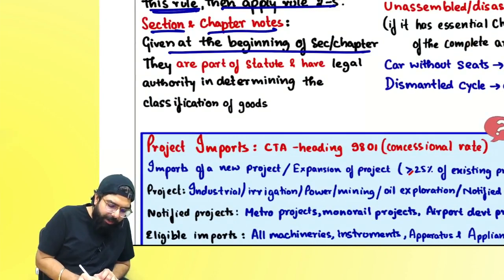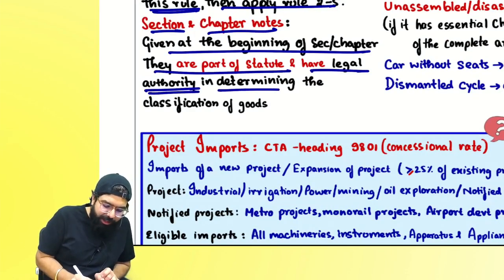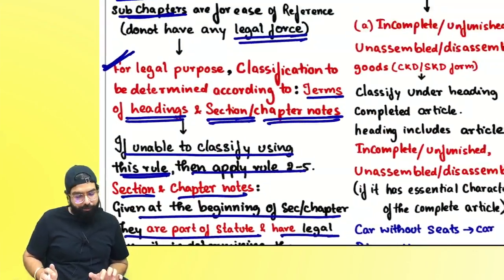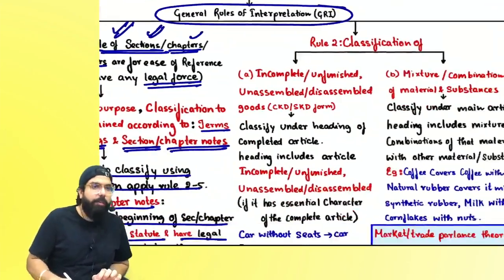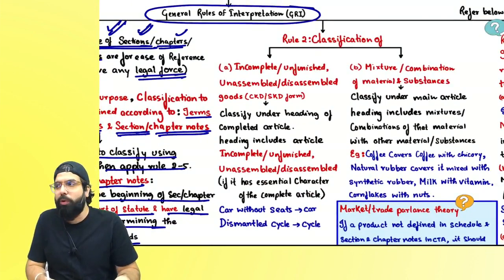They are given at the beginning of a section or chapter. They are part of the statute and they have legal authority in determining classification of the goods. Okay, sir. Now, if you are not able to determine as per rule number 1, you have to go ahead and apply rule number 2.